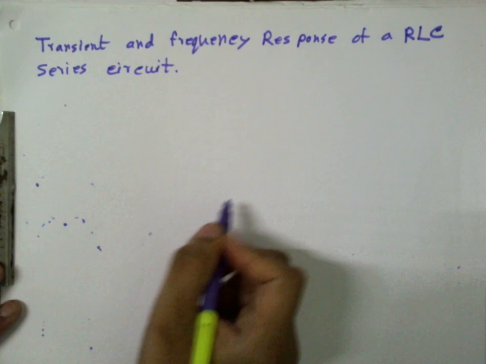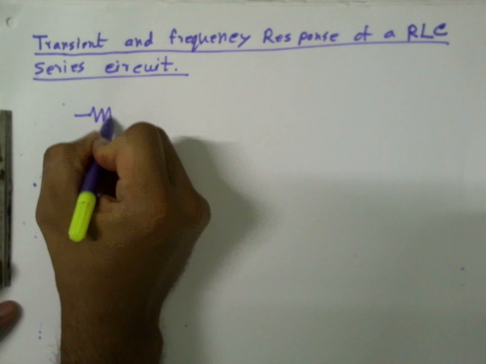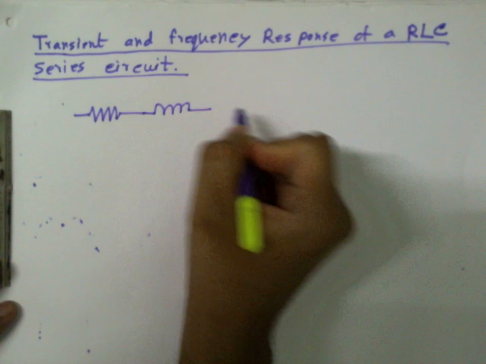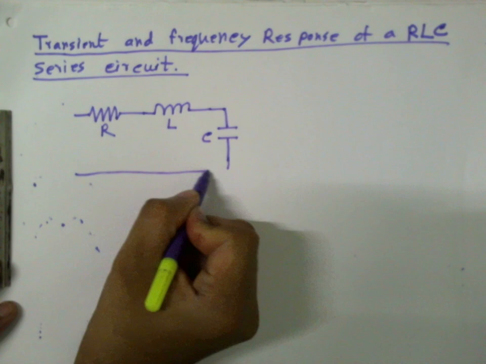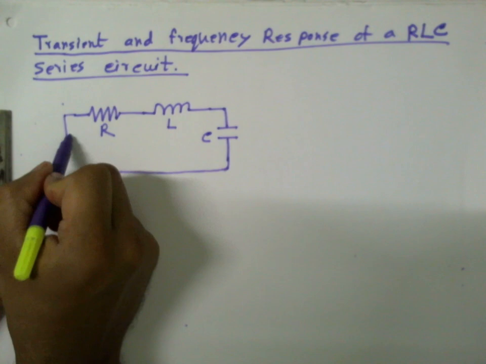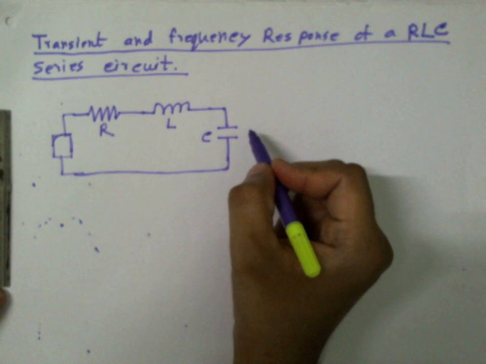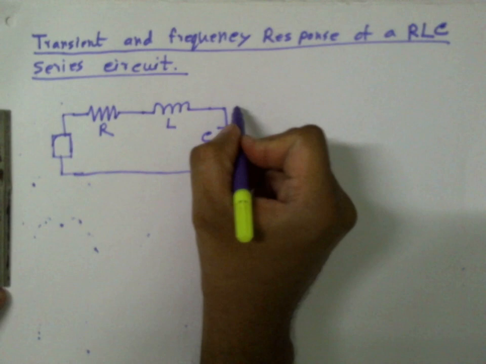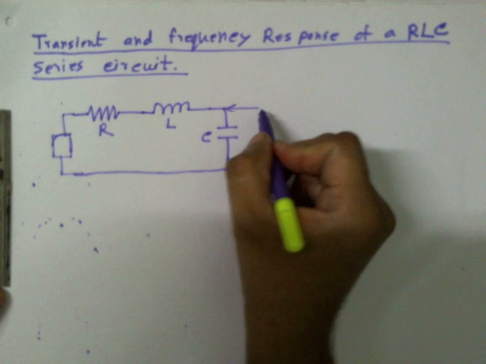Okay, so what we have is an RLC series circuit. R, L, and C in series, and we have some source of excitation here, and we want to look at, say, the voltage between these two points, that is across the capacitor, how the voltage waveform looks like.